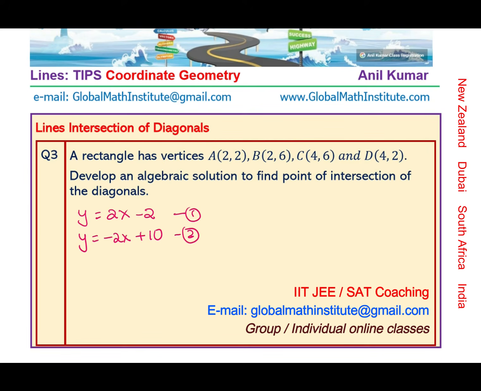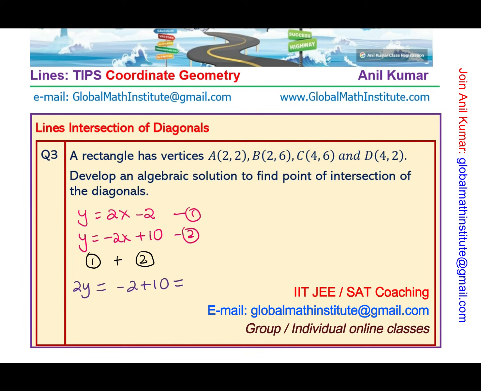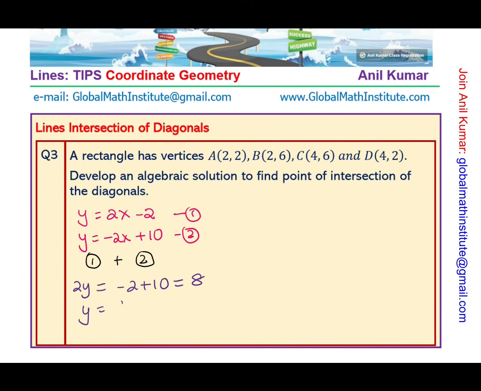So if I add them up, adding equation 1 with equation 2, we get 2y equals, 2x and minus 2x cancel, minus 2 plus 10, which is plus 8, and y equals 8 divided by 2, which is 4. So we get the value of y, correct? Which is same as what we got, correct? So basically, to develop an algebraic solution, we need to get these two equations. We equated them. By elimination, we are finding the value of y first.